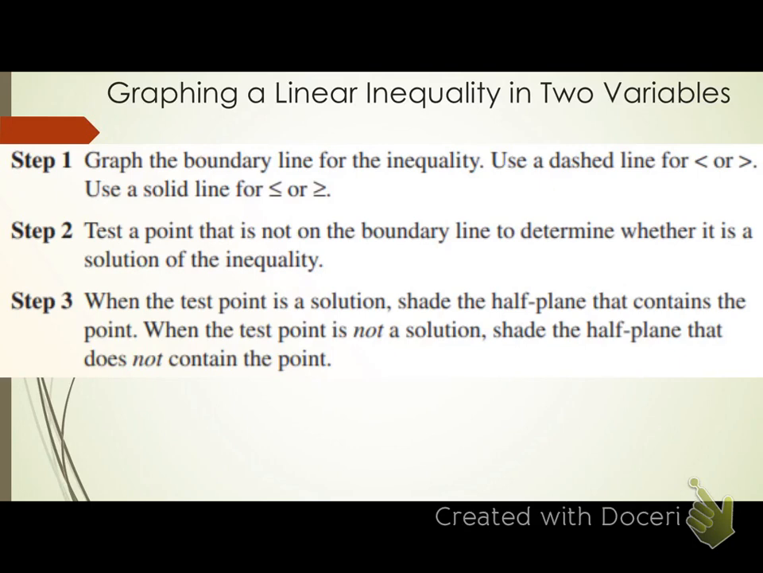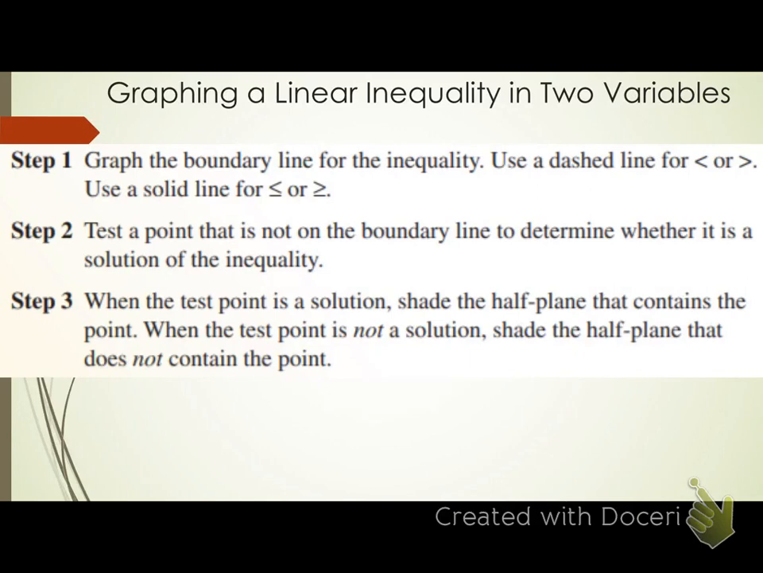Write these steps down. Steps for graphing a linear inequality in two variables. Step 1, graph the boundary line for the inequality. So it's just going to be like using slope and y-intercept to get our points, our ordered pairs. Graph your y-intercept first. Use your slope to get more points.